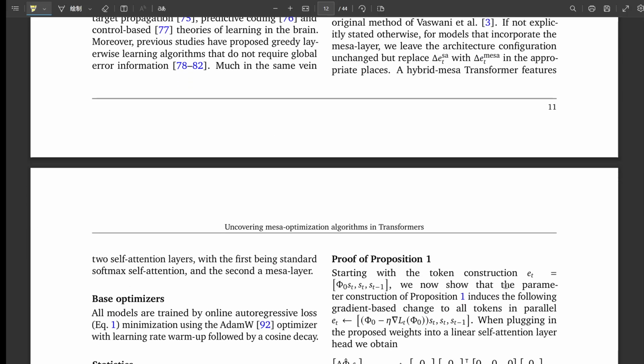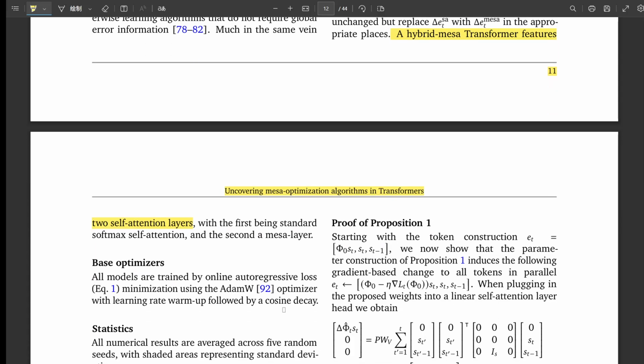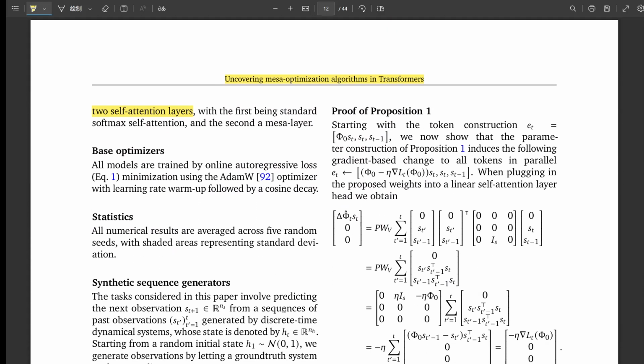Okay, but these are simplified linear models. How does this connect back to the standard softmax transformers we use every day? Good question. That's the crucial bridge they needed to build. So they compared the performance, specifically next token prediction error, of standard softmax transformers against these softmax mesa hybrid transformers.